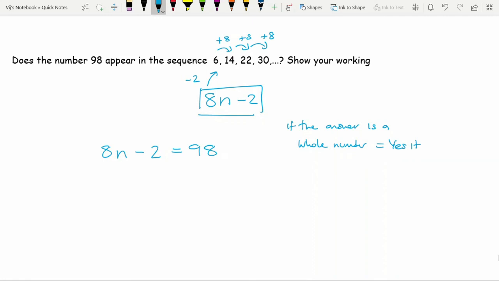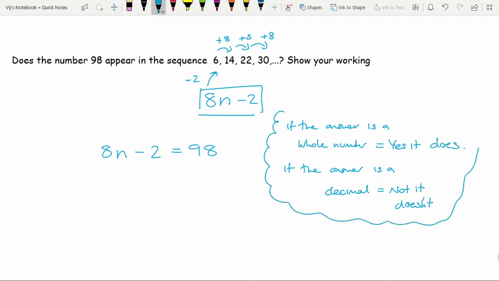You can't, in a race, come, let's say, 1.67 in a race, because it doesn't quite make sense. If it's a decimal number, so if the answer is a decimal, then no, it doesn't. There we go, just forgot to add that word onto the end of that. So that's the kind of notes that you need to know.